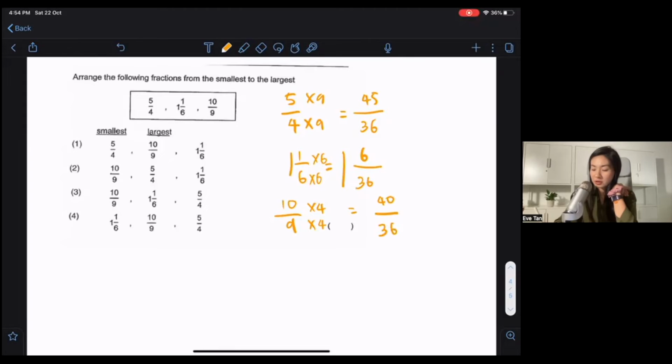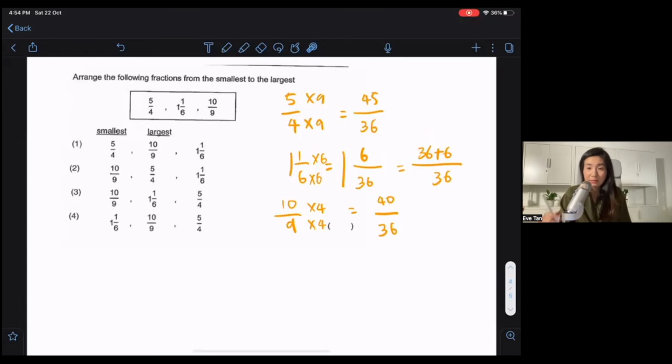Now I'm going to actually make this into improper. Otherwise, it will be difficult for me to do the comparison. I will actually get 36 plus 6 out of 36. Why is it 36 times 6? Because 1 times 36 is 36. Then remember how we convert into improper from our last video just now? 36 plus 6, okay? I will get 42. So this is how we convert into improper fraction, okay?